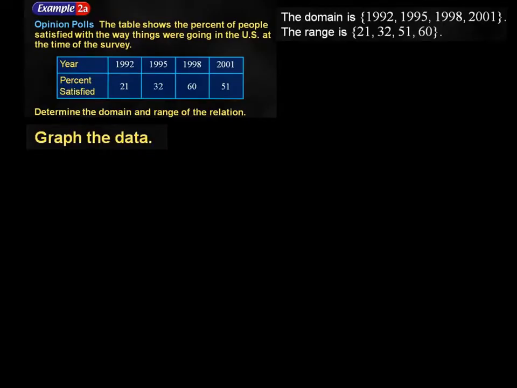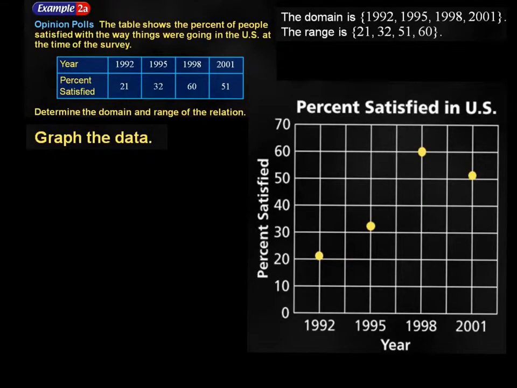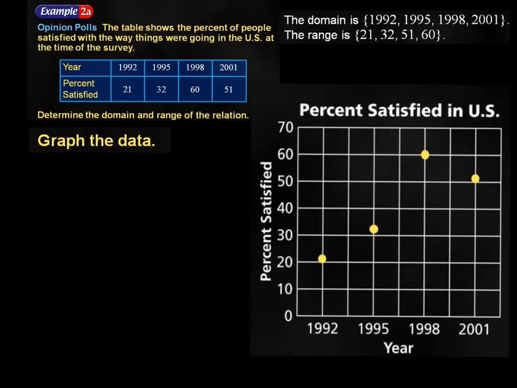Then they ask us to graph the data. They've given us a very nice graph here. They labeled the vertical axis with our dependent variable, the percent satisfied, the horizontal axis with our independent variable, the years, and plotted the points, and the label for the entire thing was percent satisfied. And then, of course, they plotted the points.